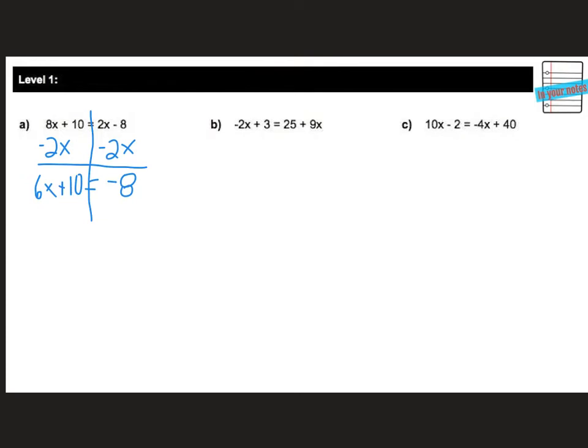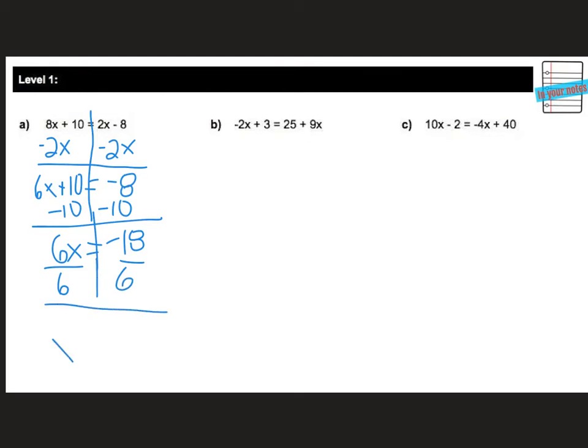Now, from this point, we've got our variables on the same side. We want to go ahead and solve for x. So I'm going to go ahead and subtract 10 on both sides, leaving me with 6x equals negative 8, get 10 smaller is negative 18. To get rid of a times 6, I'm going to go ahead and divide by 6 on both sides, leaving me with x equals negative 3 for this first problem.